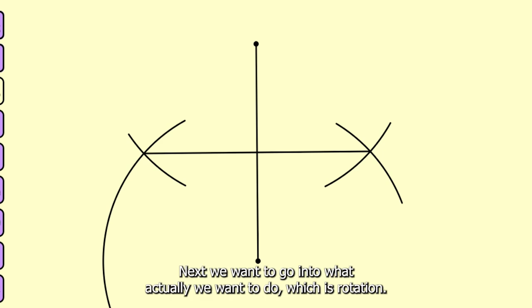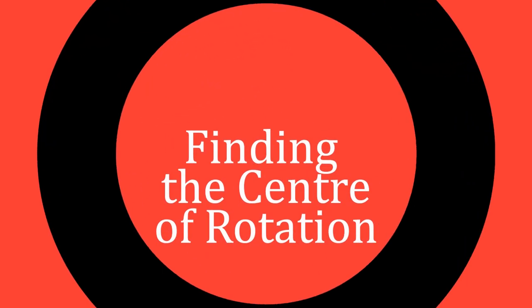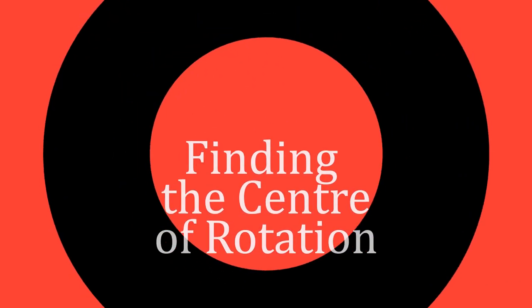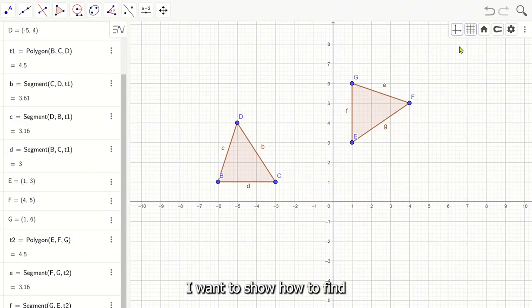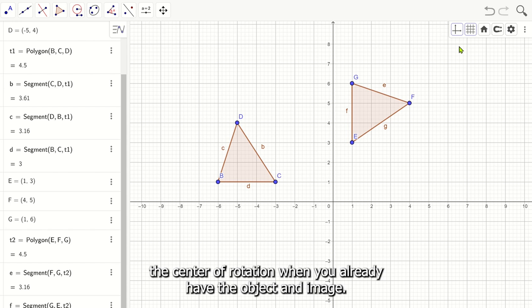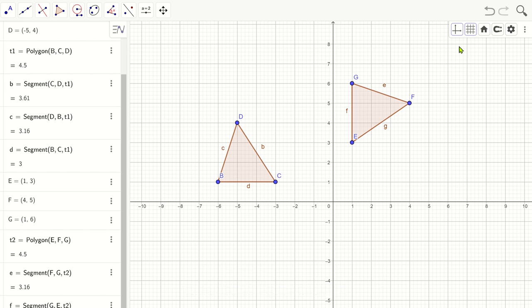If you didn't understand that, just rewind the video and watch it once more. All right? Next, we want to go into what actually we want to do, which is rotation. I want to show how to find the center of rotation when you already have the object and the image. If you recall, in the first two videos, I reiterated that the three things that are needed to fully describe rotation are the center of rotation, the angle through which it rotates, and the direction of rotation. That is, whether it's anti-clockwise or clockwise.